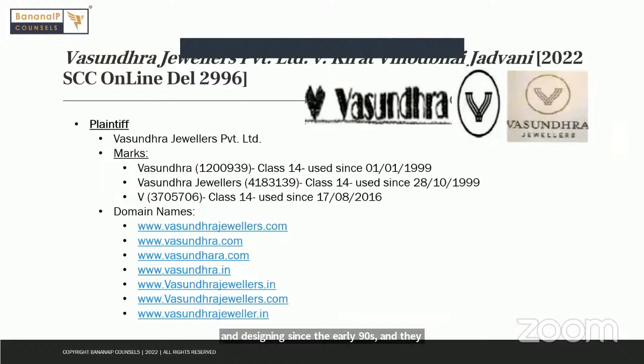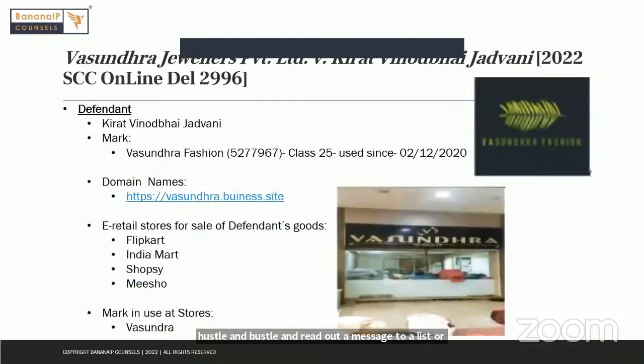And they have been using the mark Vasundhara since 1st of January 1999. And they have 3 device marks, as we can see: Vasundhara, the label V, and the label V with the mark Vasundhara Jewellers. All of them are registered as device marks in class 14, and the earliest has been used since 1999, and the latest, the V mark, has been used since 2016. Along with this, they also have 7 different domain names registered to themselves, like Vasundhara.com, Vasundhara.in, VasundharaJewellers.in, and VasundharaJewellers.com.